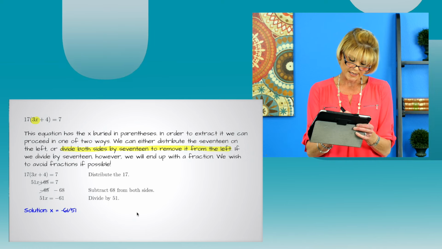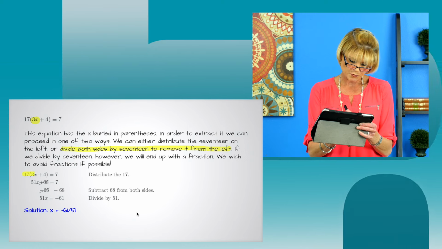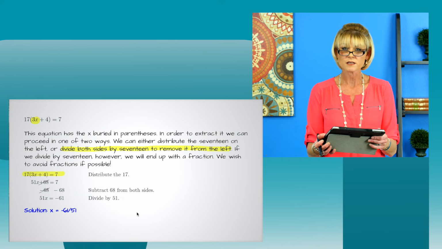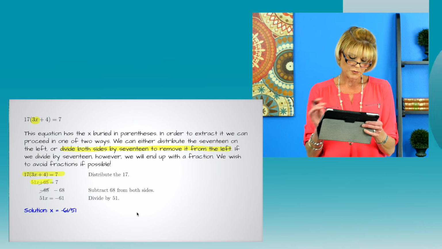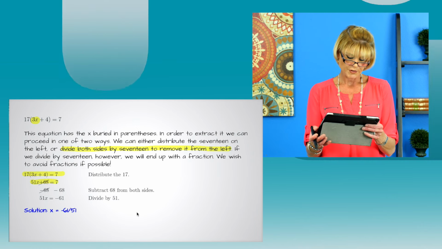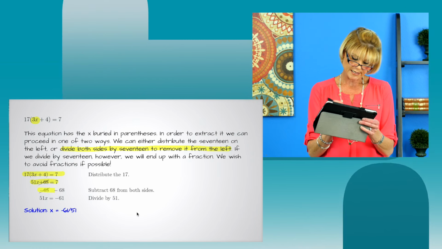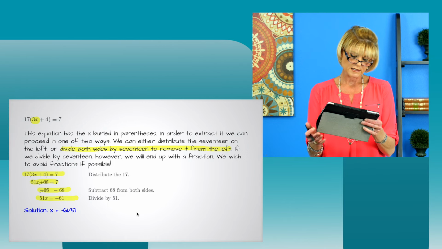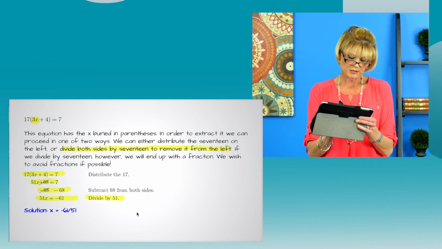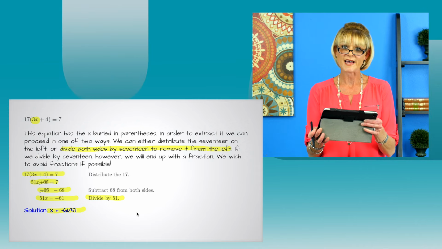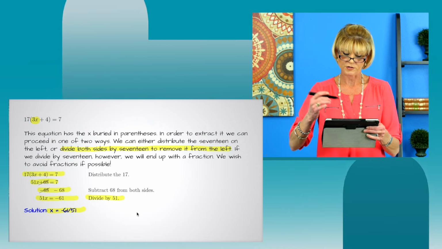So we've got 17 times 3x plus 4 equals 7. First thing would be to distribute that 17, which gives us 51x plus 68 equals 7. We're going to subtract 68 from both sides, and we get 51x equals negative 61. Then we just divide by 51, which gives us a solution of x equals negative 61 over 51.